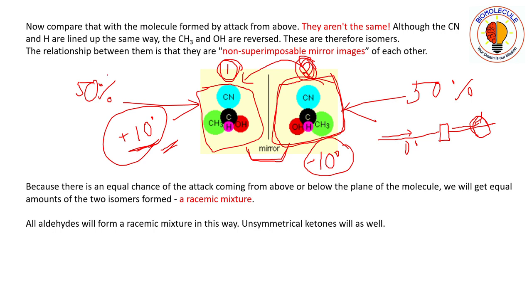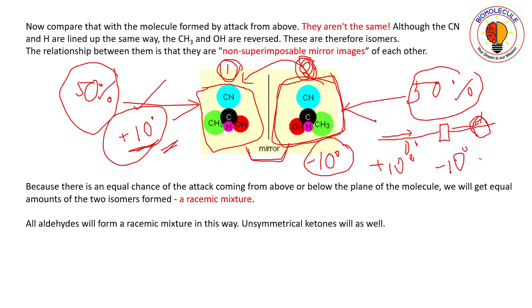So if a compound has a 50% mixture of both 1 and 2, one will deviate the light by 10 degrees, and the second molecule will deviate it by the same amount but in the reverse direction. So overall, plus 10 degrees and minus 10 degrees. If we sum it out, we will get 0 degrees. That is, the mixture will not deviate any light.